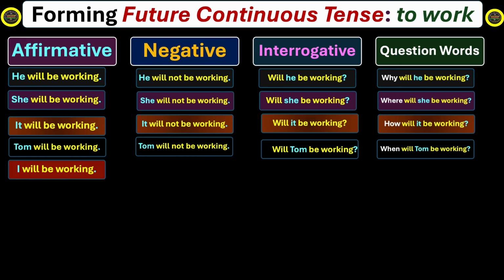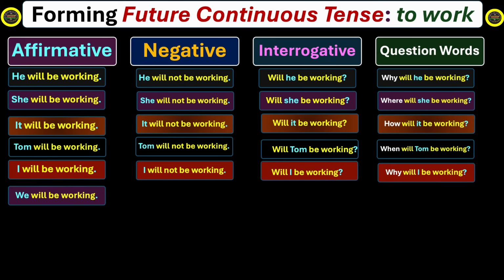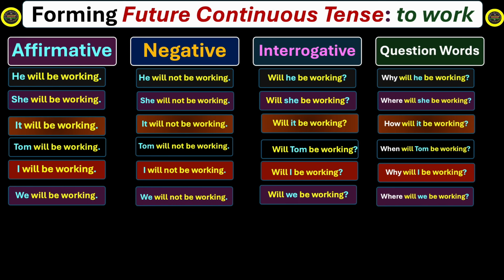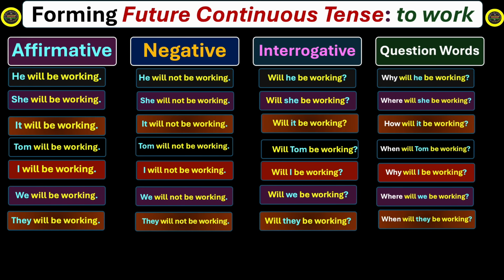Then we have the first form. I will be working. I will not be working. Will I be working? Why will I be working? We will be working. We will not be working. Will we be working? Where will we be working? They will be working. They will not be working. Will they be working? When will they be working?